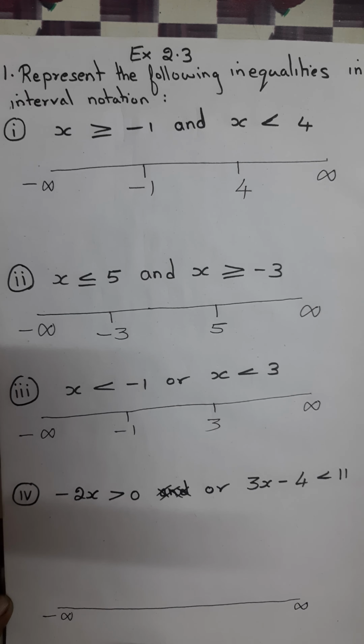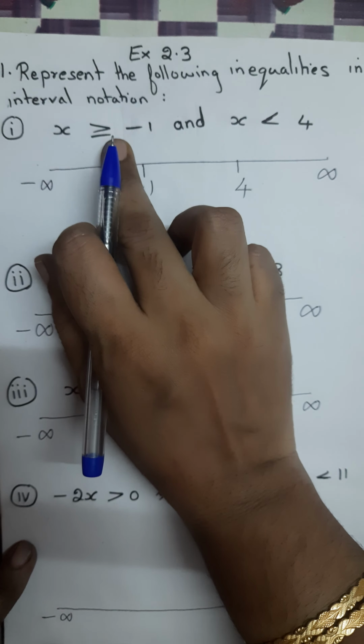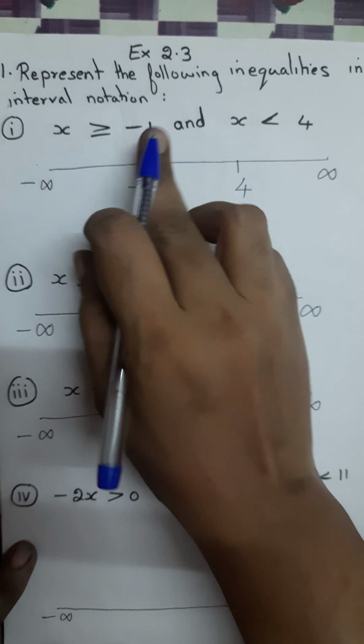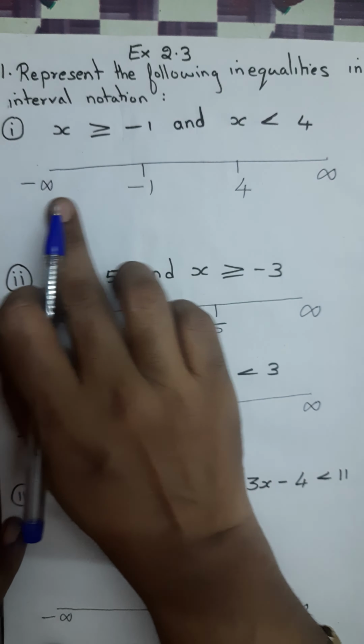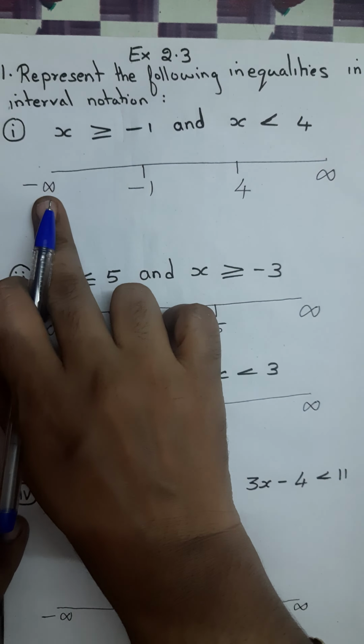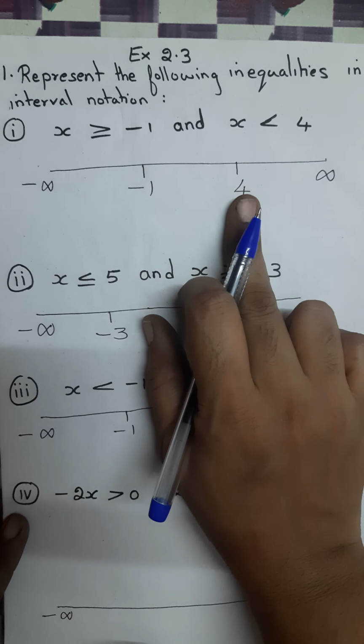Exercise 2.3, first question. Represent the following inequalities in interval notation. The first subdivision is: x is greater than or equal to minus 1 and x is less than 4. So on the number line I am marking minus infinity, plus infinity, minus 1, and 4.